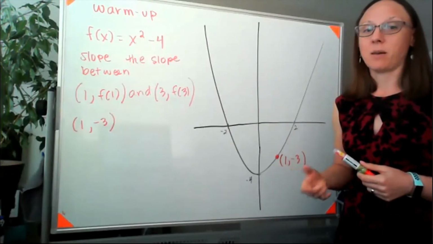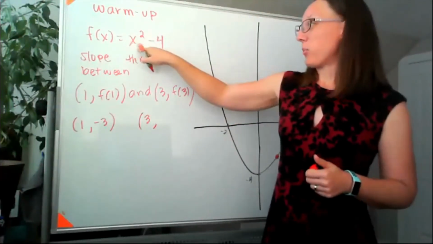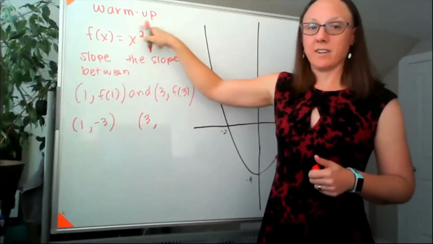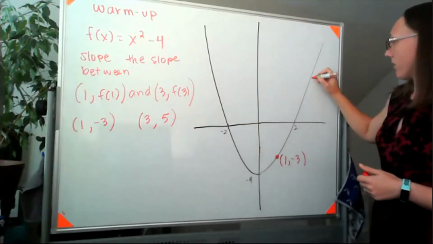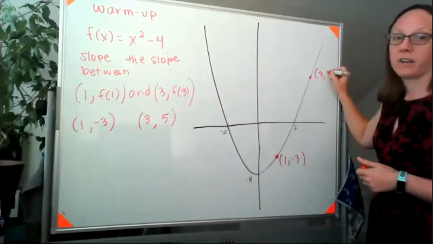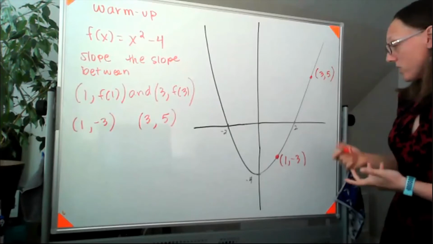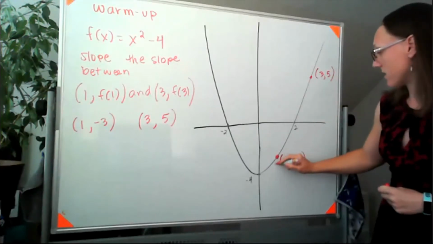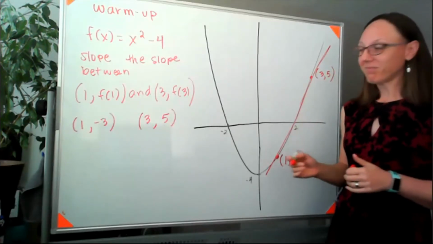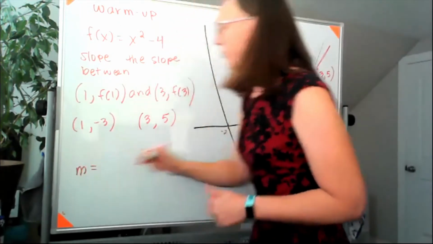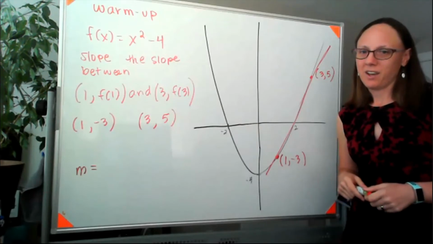That second point that I asked us to label, 3 comma f of 3. So if I plug in 3 here, 3 squared is 9. 9 minus 4, I get a 5. So 3 is somewhere over here, and I could label that 3 comma 5. And the line that we're talking about then is going between those 2 points. We'll see how good I do. Okay, something like that. And really, this is just my excuse to practice finding slope of the line.